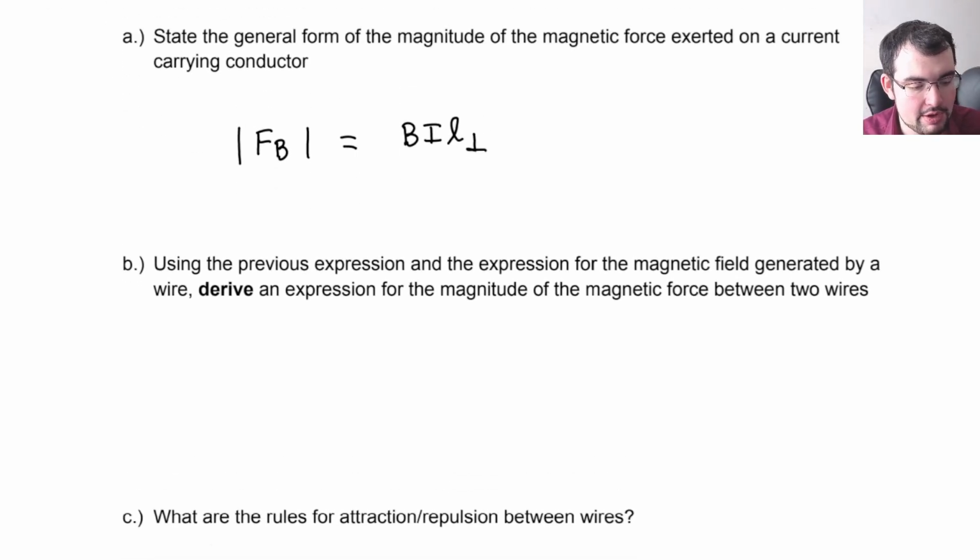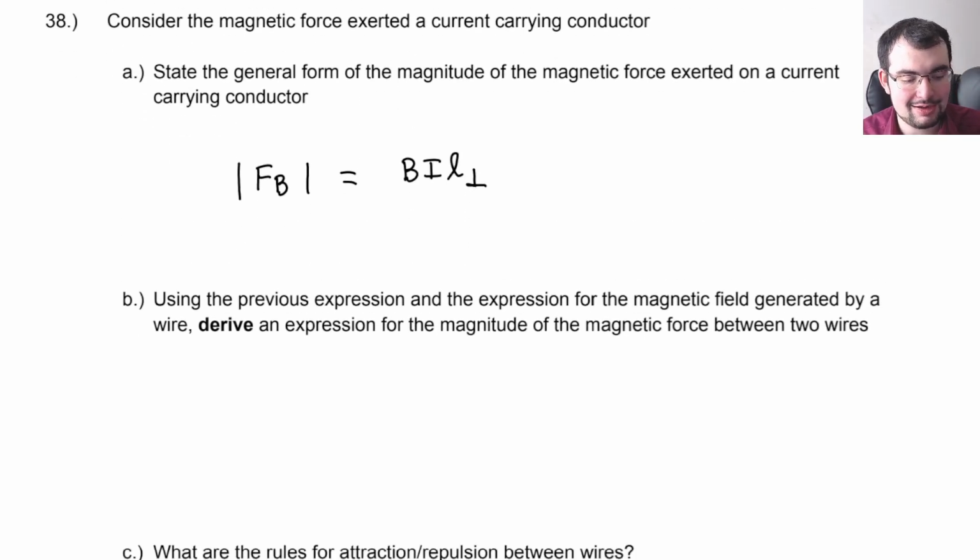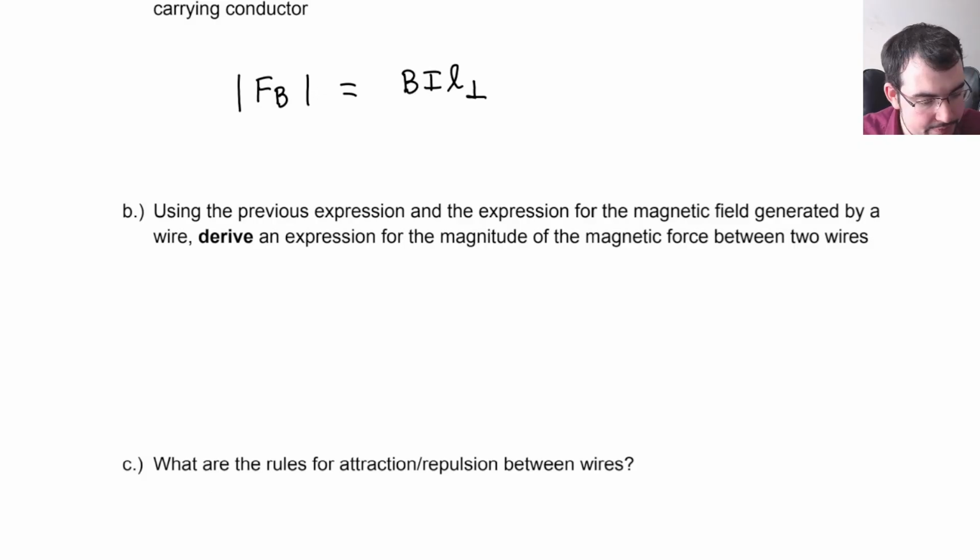And what we use more often than BIL by itself is looking at wires interacting with each other, because we know that two wires are going to put B fields at the location of the other wire. And since those wires will be carrying current in a B field, they're going to experience a BIL force due to each other. So we could say that we have these two wires.